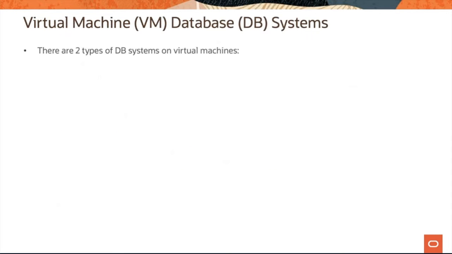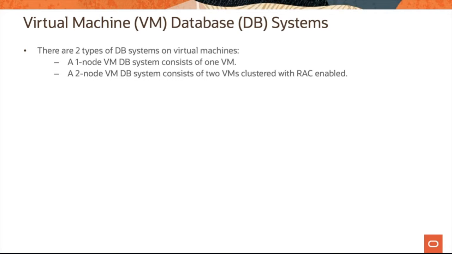Let us now look at the VM database system. There are two types of database systems on virtual machines. The first one is a one node VM DB system, which consists of one virtual machine. And the second one is a two node VM DB system, which consists of two VMs clustered with real application clusters, or RAC, enabled.